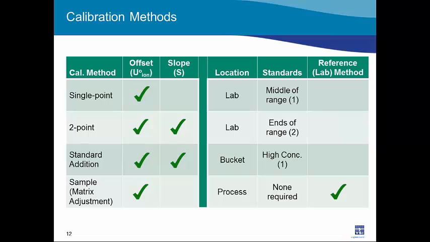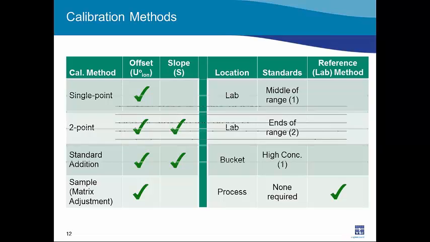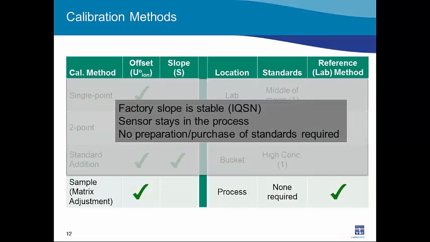The last method is the sample calibration, or as we call it, the matrix adjustment. It's only good for the offset. It's done in the process. The sensor stays in the sample. No standards are required, but you do have to do a laboratory reference method to determine the actual concentration of the sample.